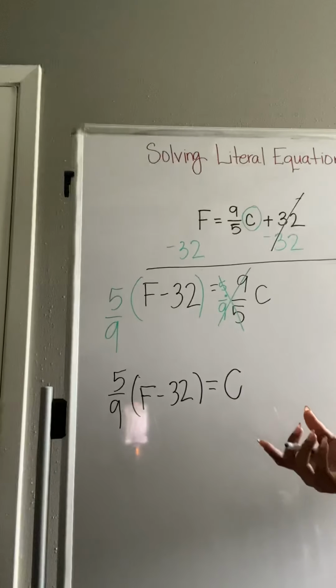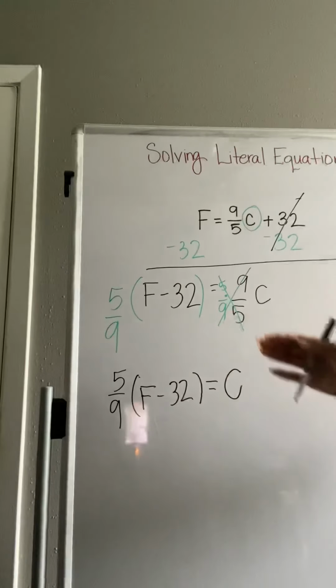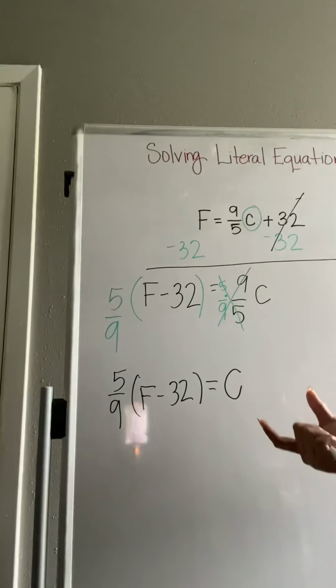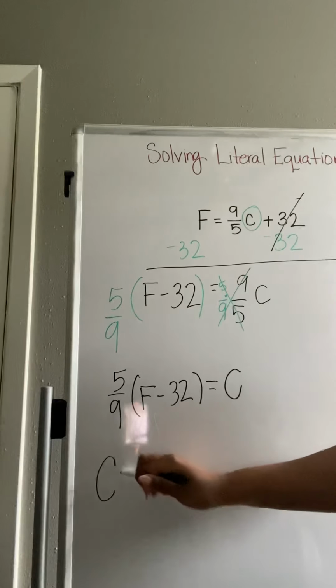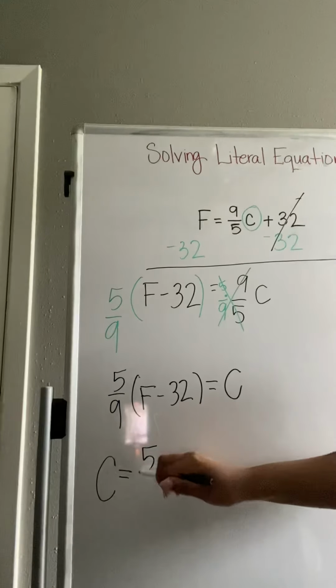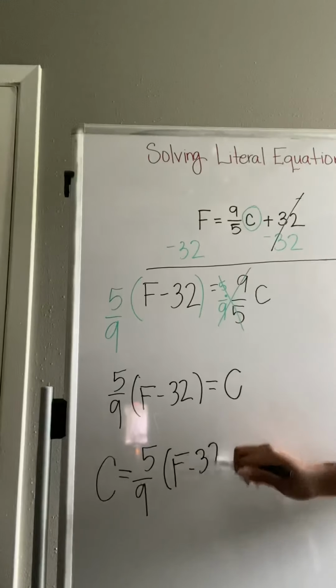So now I have a formula that I could use if I wanted to change Fahrenheit into Celsius. And remember, sometimes we just like to rewrite it so that our variable is in the front. So we would say that C is equal to 5 over 9 times (F minus 32).